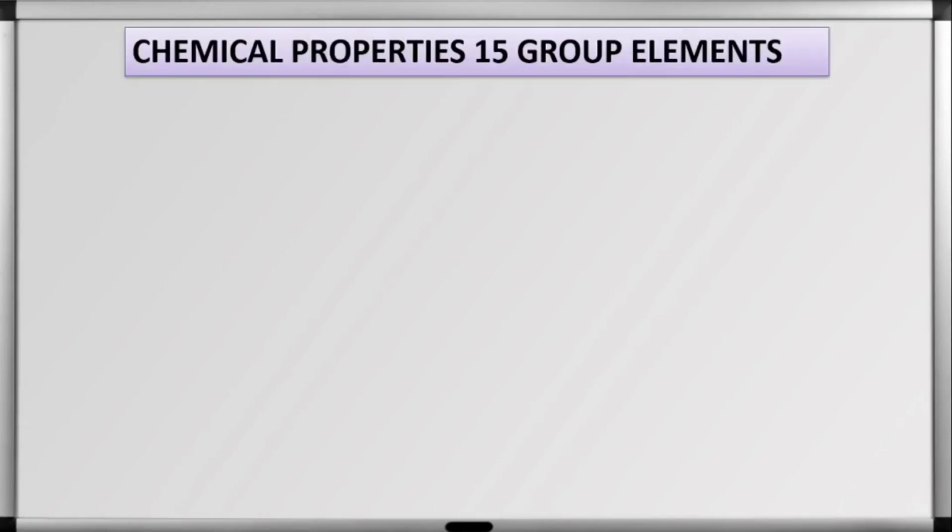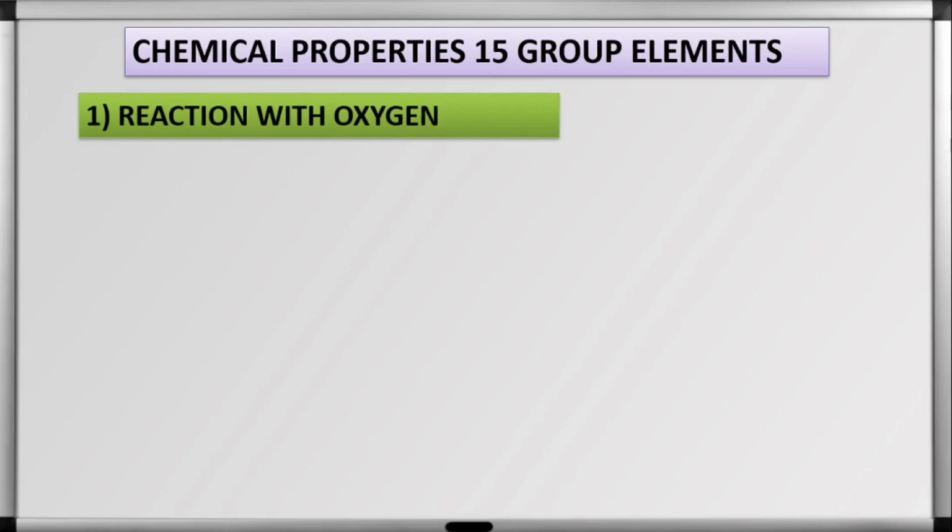Now see here, first of all we look at the chemical properties of group 15 elements. In that, first we look at the reactivity towards air of group 15 elements. First of all, reaction with air, reaction with oxygen. There are mainly two types of oxides formed here, trioxides and pentoxides. First we look at the general reaction of trioxide.